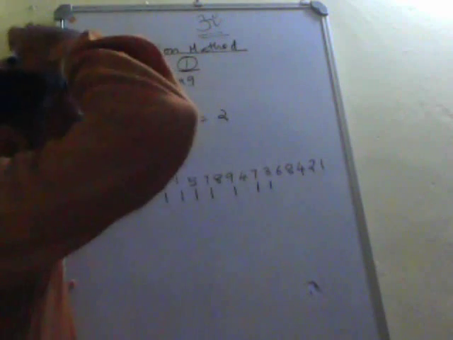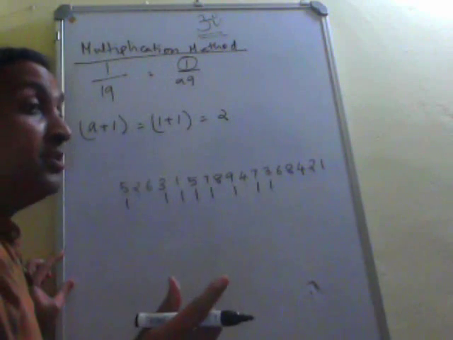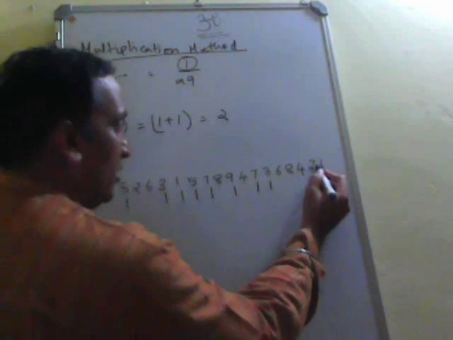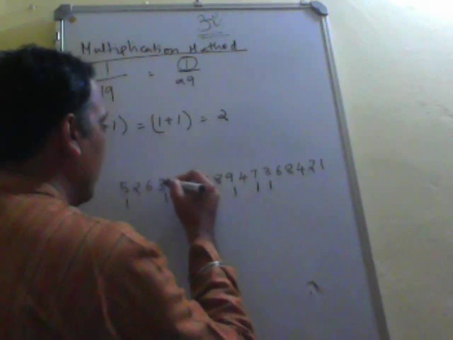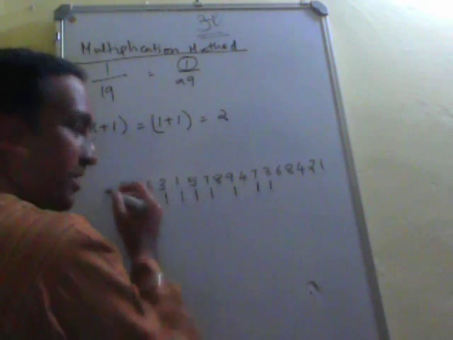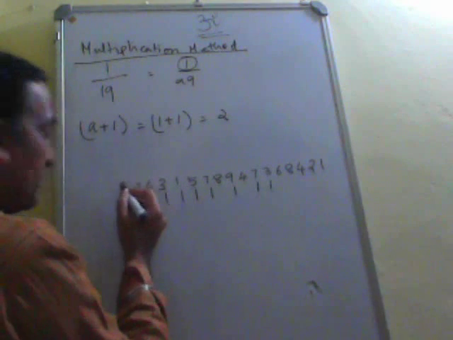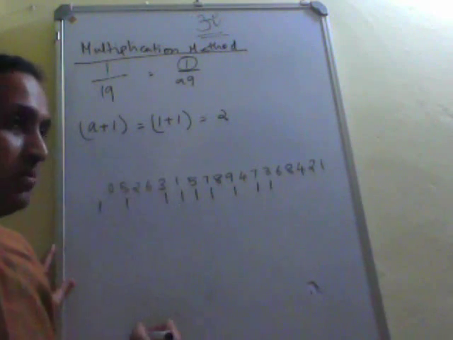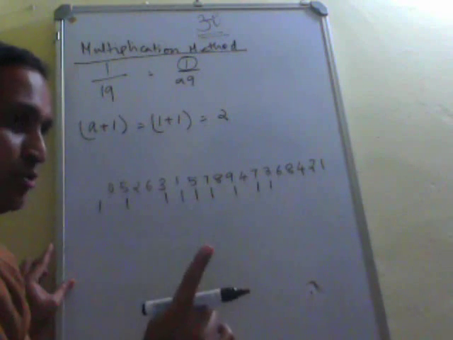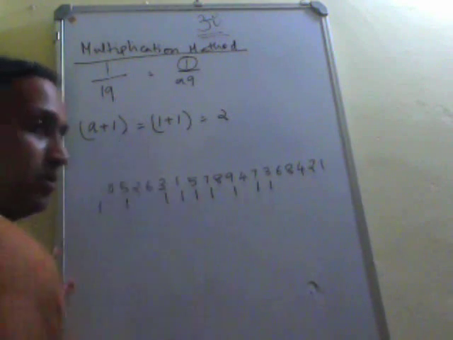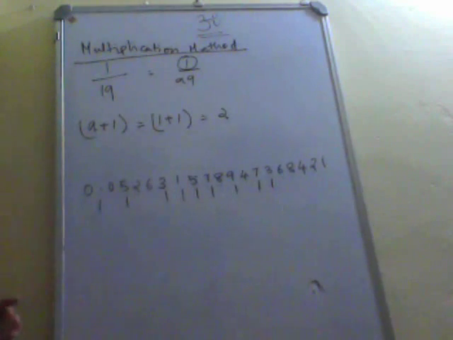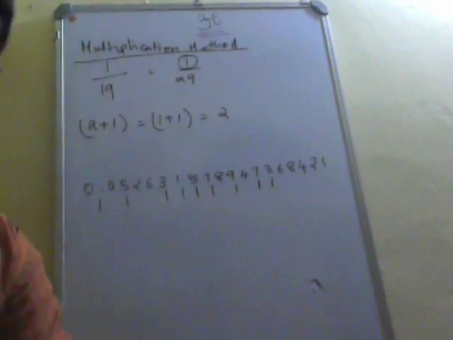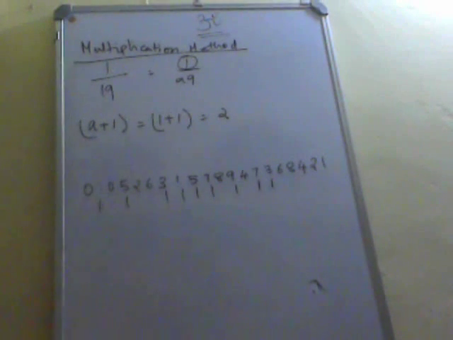1 by 19 should start recurring after how many digits? 18 digits. Start counting: 1, 2, 3, 4, 5, 6, 7, 8, 10, 11, 12, 13, 14, 15, 16, 17. I should get now: 2 5s are 10. So we know it should recur after 18 digits. Now check the answer.